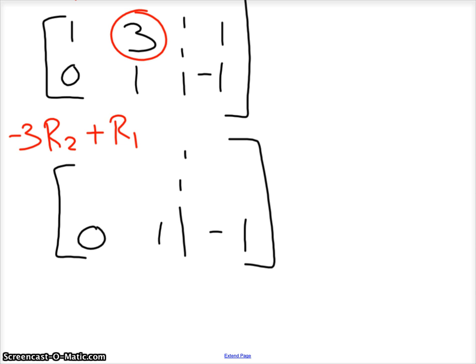And now our top row is going to have a -3 times 0, which is 0, plus 1 is 1. -3 times 1 is a -3, plus 3 is 0. And then -3 times a -1 would be a positive 3. 3 plus 1 is 4. So there's our solution matrix.